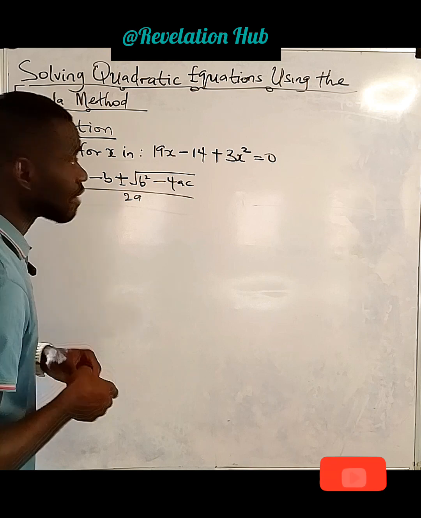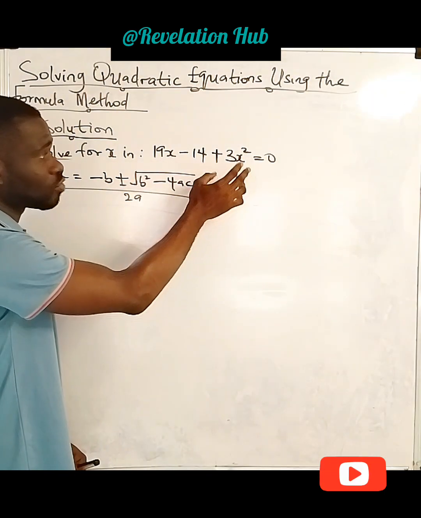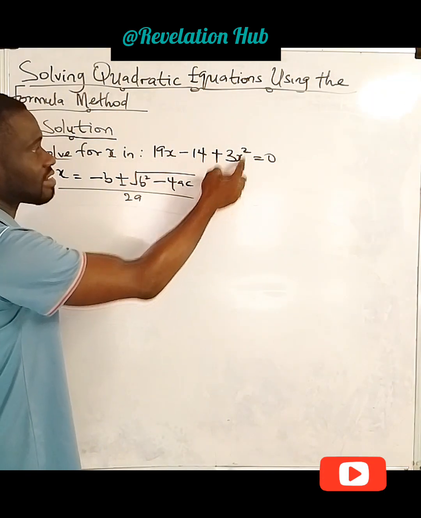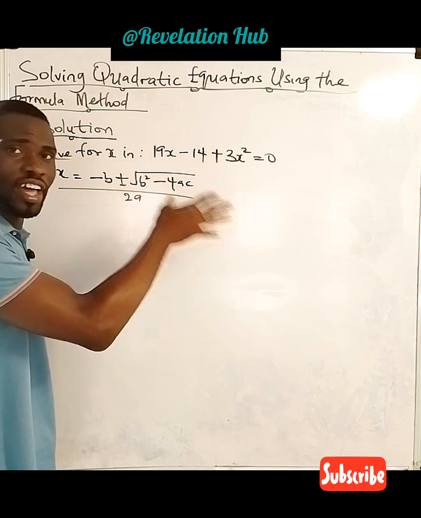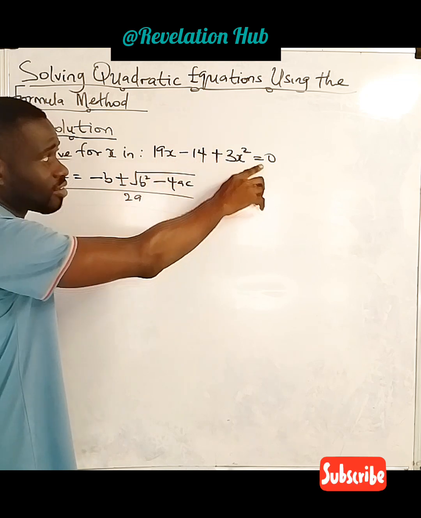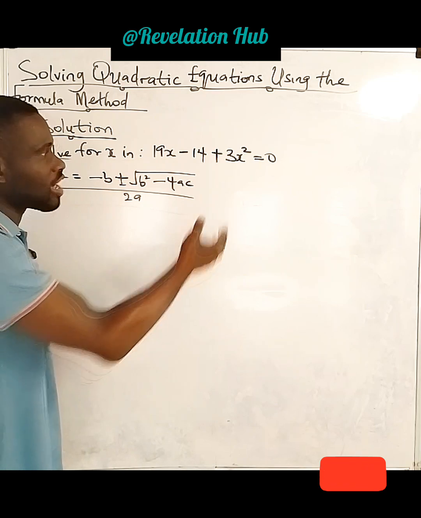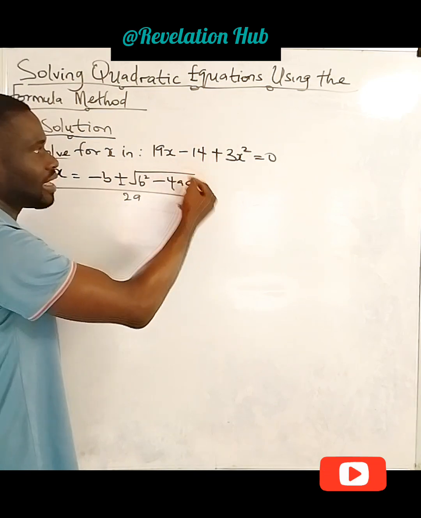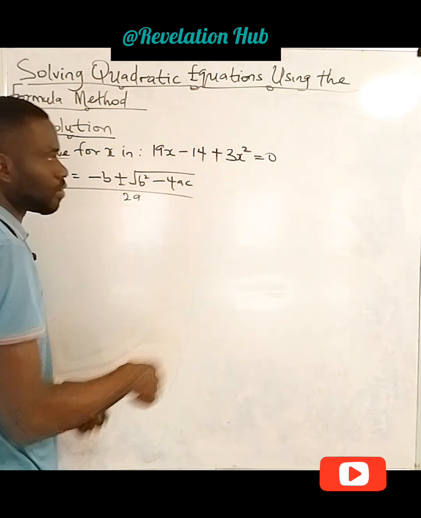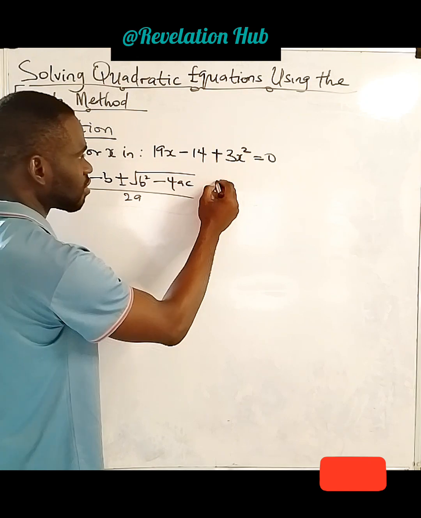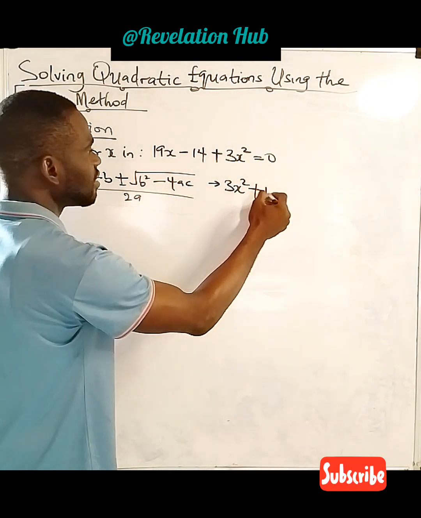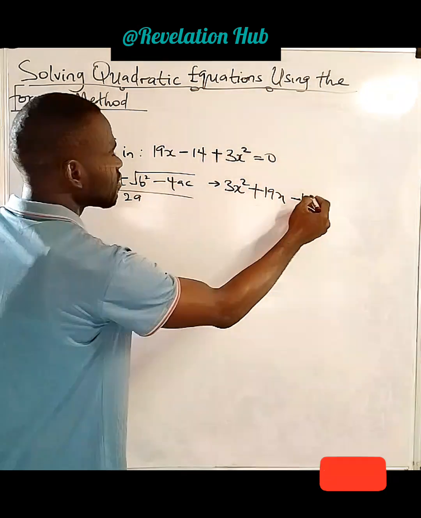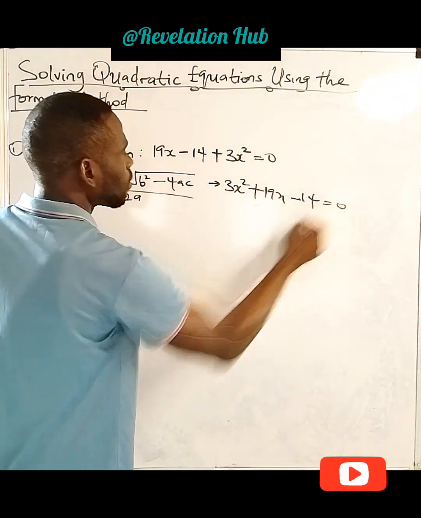So the first thing we have to do is look for a way to rearrange this question. As you can see, this is x to the power 2, this is x to the power 1, this is x to the power 0. This is for sure a quadratic equation because we have the presence of equals to, but it's not well arranged. You should have the highest power first, and then from 2 to 1, 1 to 0. So we're going to rearrange this right away: 3x squared plus 19x minus 14, x to the power 0, equals 0.